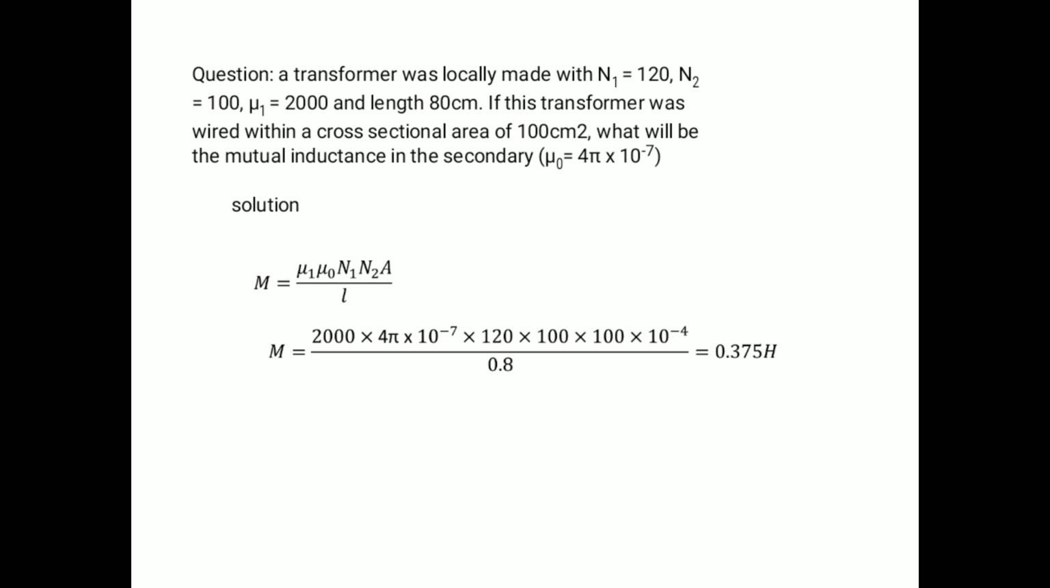Then the area is 100 square centimeters, which if we convert will be 100 times 10 to the power minus 4 square meters. Then divided by the length. The length is 80 centimeters, which is 0.8 meters on conversion. So our answer gave us 0.375 Henry. Okay, that's beautiful. Now we see another question here.